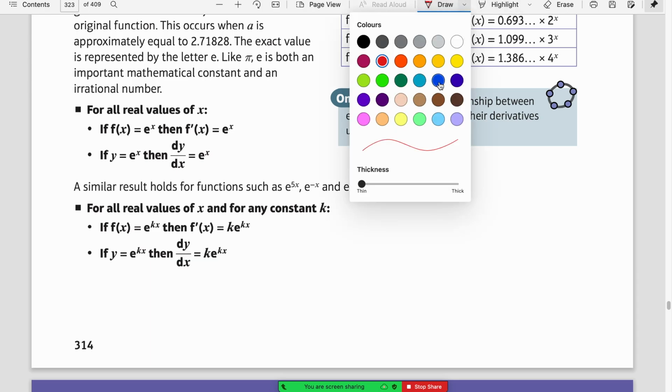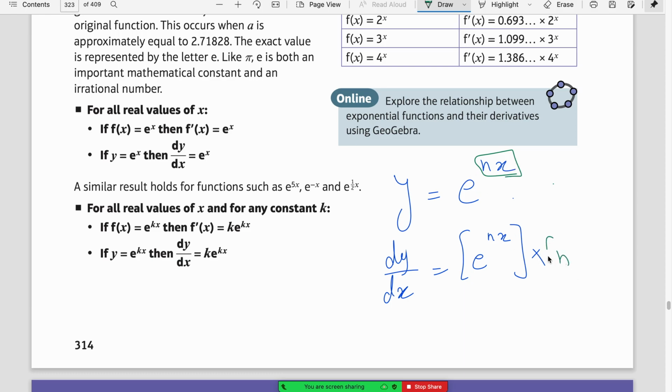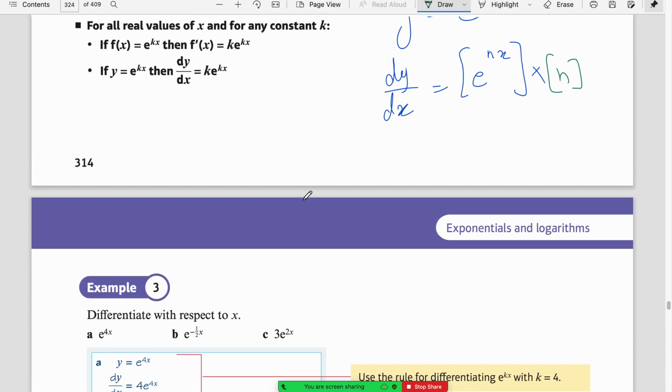Differentiating the exponential general form: suppose you have e raised to power nx, dy by dx is, first you write it as it is, e raised to power nx, then you multiply it with the differentiation of the power. The differentiation of the power in this case is n. This is the differentiation of the exponential function.